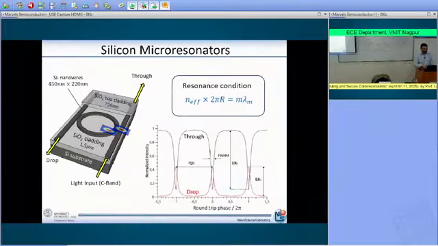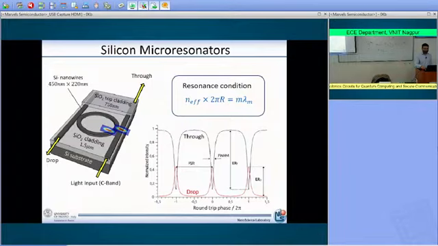And so the switching elements were the silicon microresonators. And here the idea was to have an array of silicon microresonators by which we are able to switch the channel from a direction, for example here from the input to the through, or to another direction, for example here from the input to the drop.